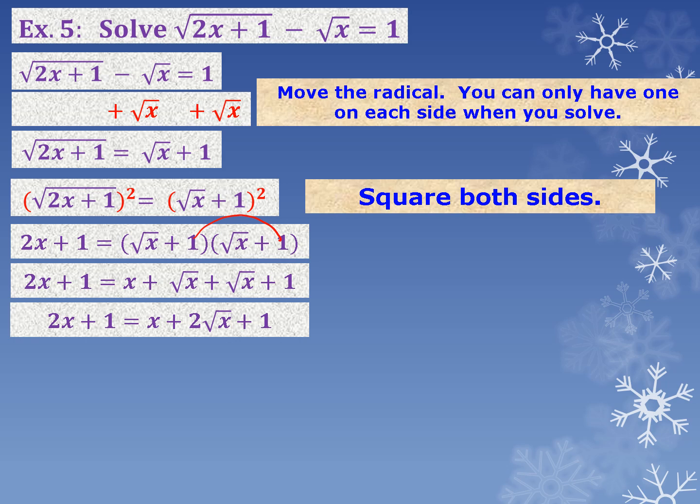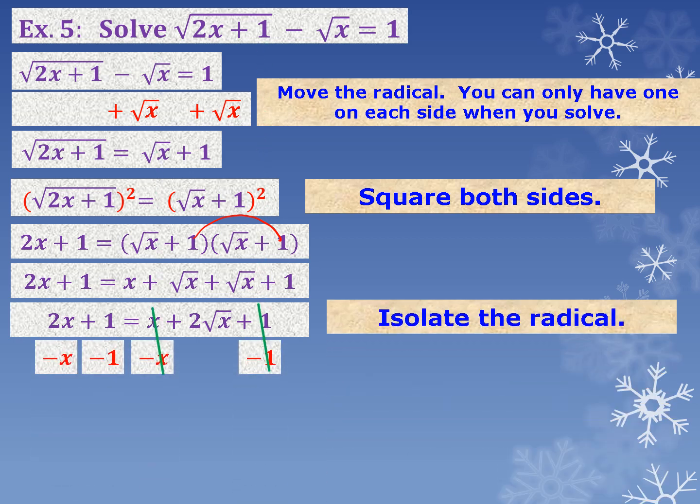Now, the square root of x plus the square root of x is 2 square roots of x, plus 1. Now we get to this point where we're like, oh my gosh, I still have a square root in there. How do I make it go away? Well, we're going to start back over with step 1. Our goal is to isolate that square root of x. So we're going to subtract an x from both sides, and we're going to subtract a 1 from both sides. So that leaves me with x equals 2 square roots of x.